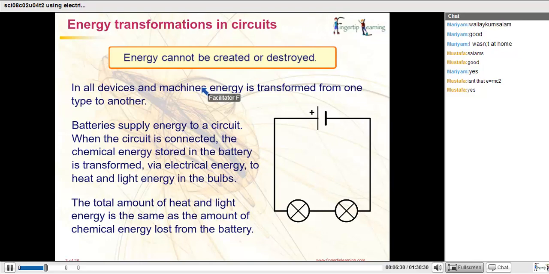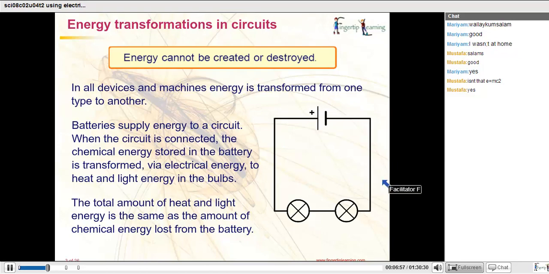Energy cannot be created or destroyed. It is always changed from one form to another. So this is called a circuit. Usually the two lines, the long line and the short line, form a symbol for the battery. Batteries supply the energy to a circuit.